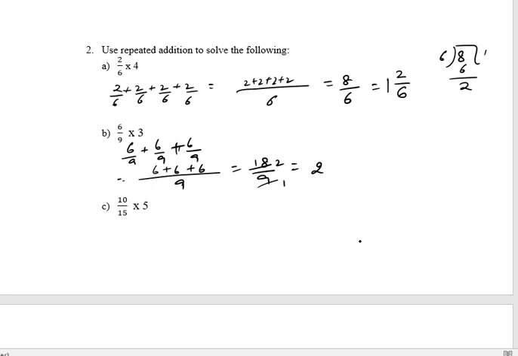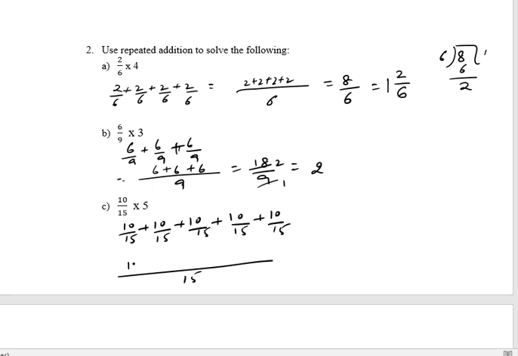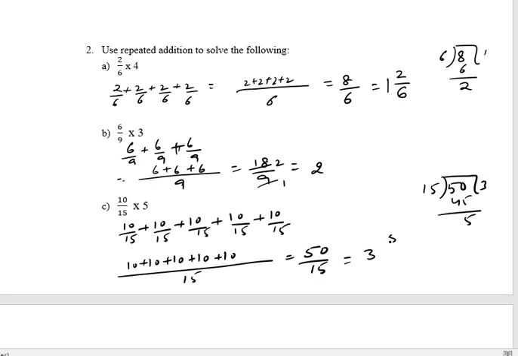Next one is 10 by 15, 5 times. So we have to write 10 upon 15, second time 10 upon 15, third time 10 upon 15, fourth time 10 upon 15 and fifth time 10 upon 15. So 15 is denominator, 10 plus 10 plus 10 plus 10 plus 10 equals to 50 upon 15. So when you divide 50 by 15, 15 threes are 45, remainder is 5, so it will be 3 quotient, 5 remainder and 15.